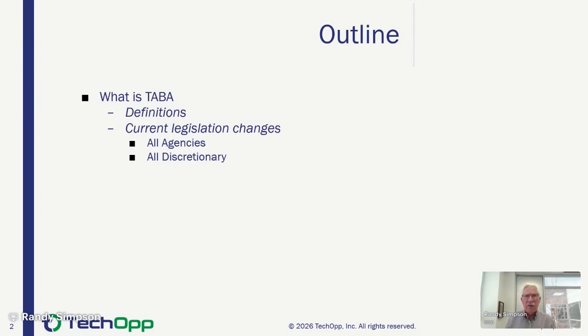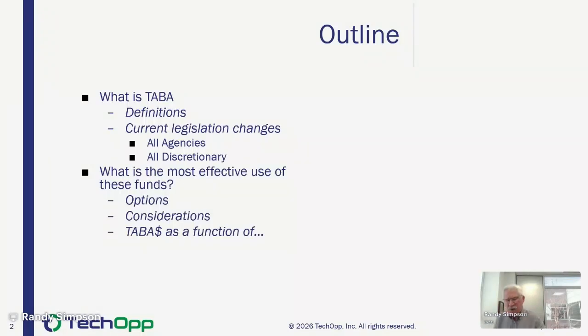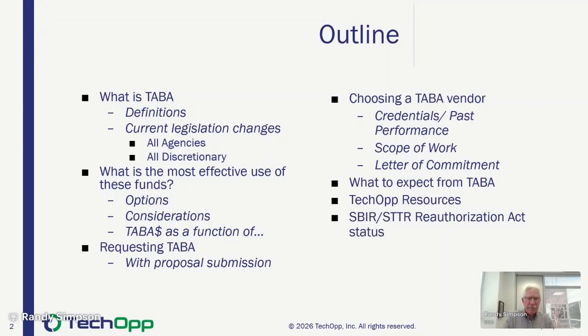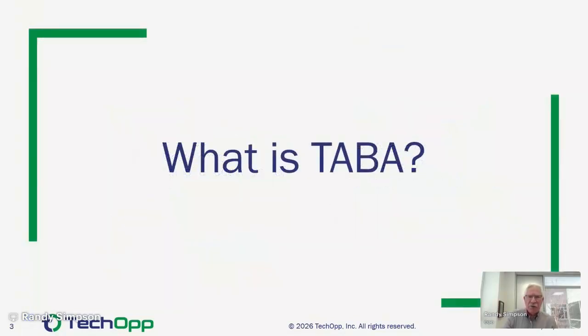All right, so what is TABA? Let's talk about the definitions of TABA. We'll talk about some of the changes that have gone on in the current legislation. And then let's talk about what is an effective use of these extra funds that are often provided in the SBIR STTR Phase 1 and Phase 2. What does it take to request TABA? How would you go about choosing a TABA vendor? And what to expect from TABA? And then the resources that we can provide, as well as a brief summary of the SBIR STTR Reauthorization Act that just passed the House yesterday.